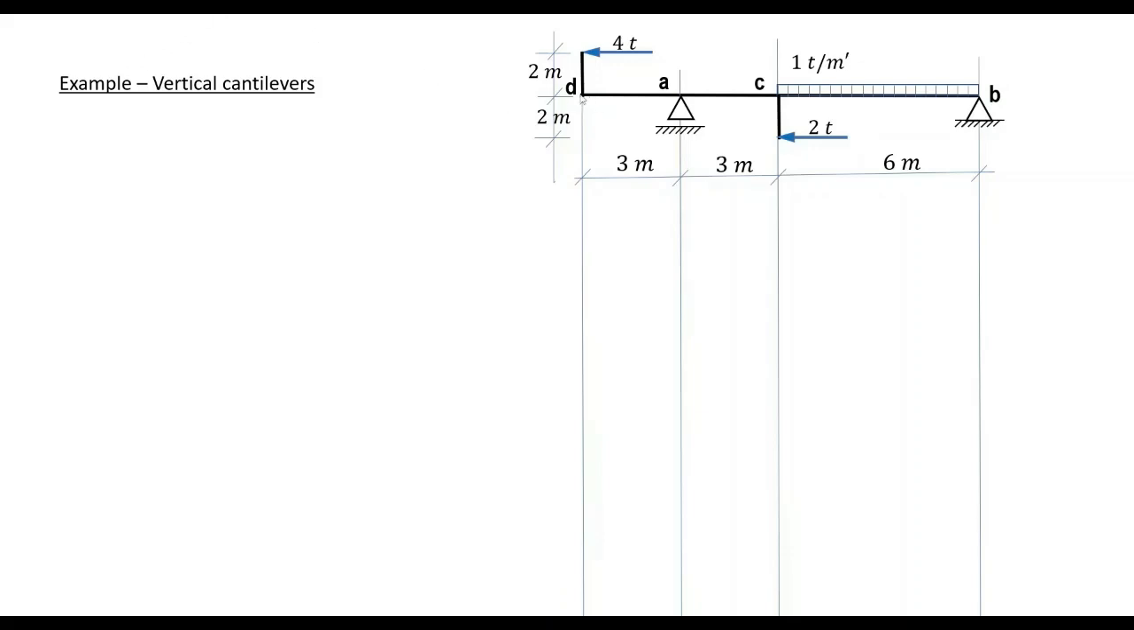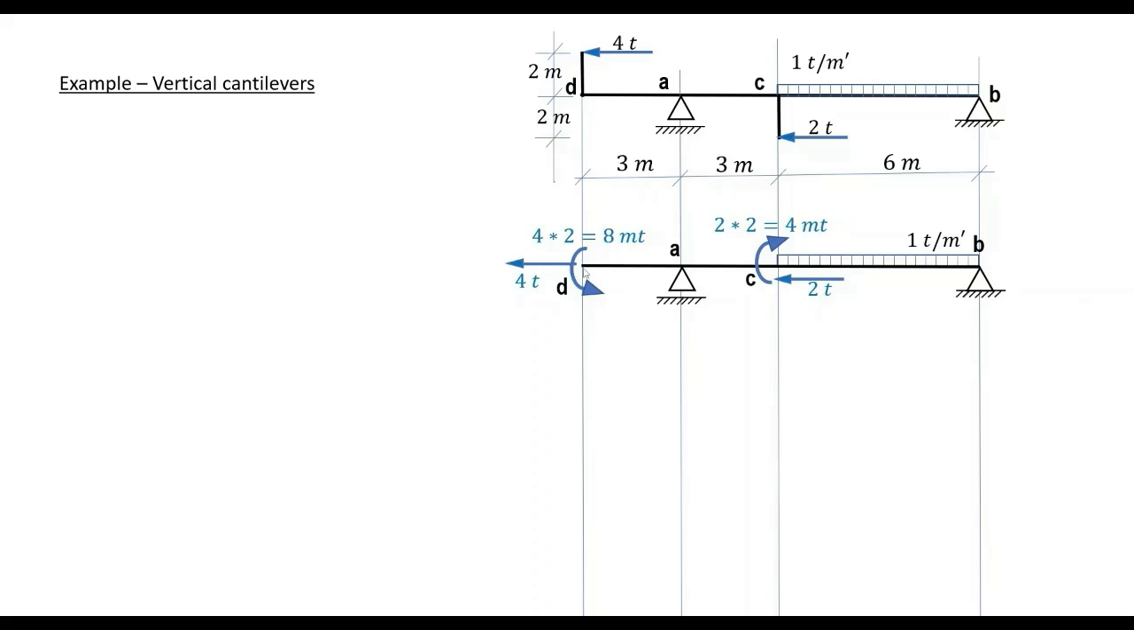We have a beam DB with vertical cantilevers, one at D of length 2 meters and the other heading downwards at C with length 2 meters. To move these 4 tons at D, we move it with a load of 4 tons in the same direction and a moment rotating about D in the same sense of the load.